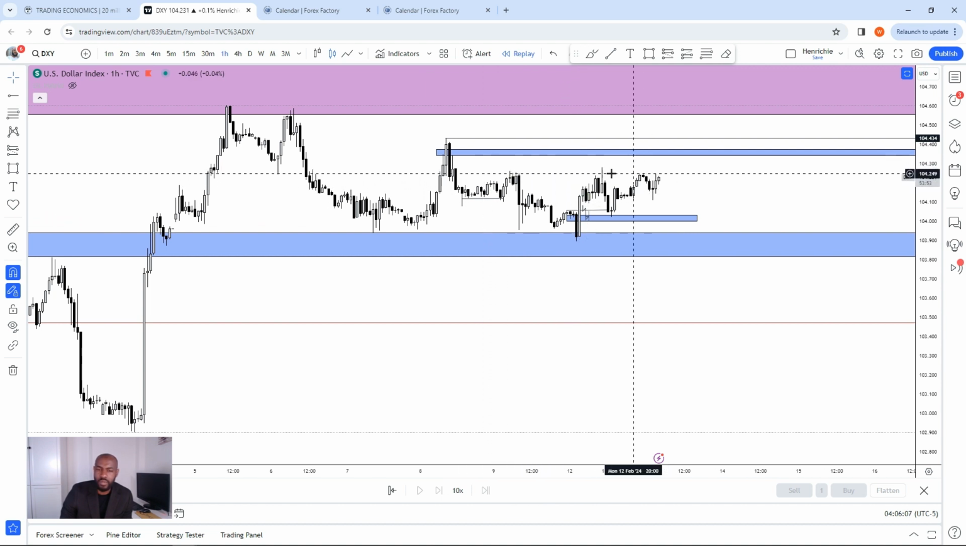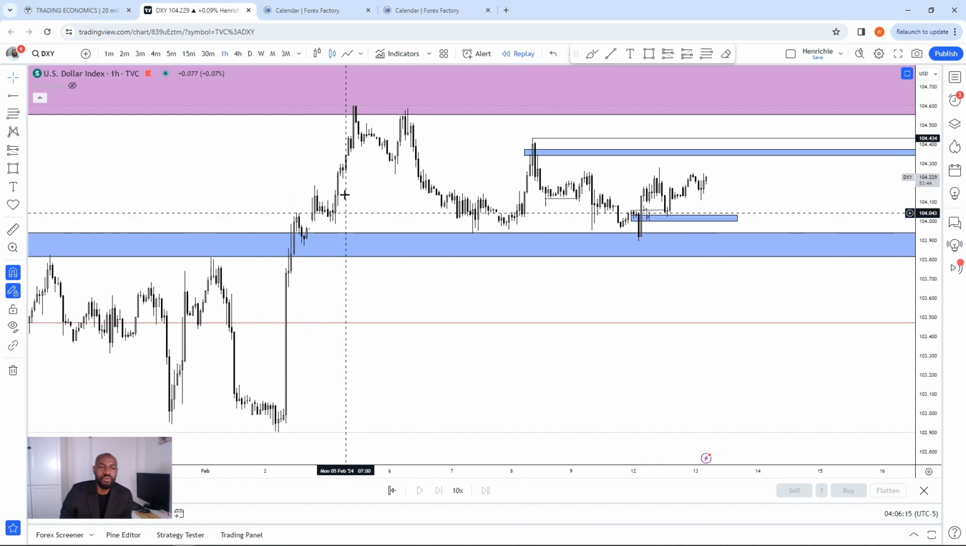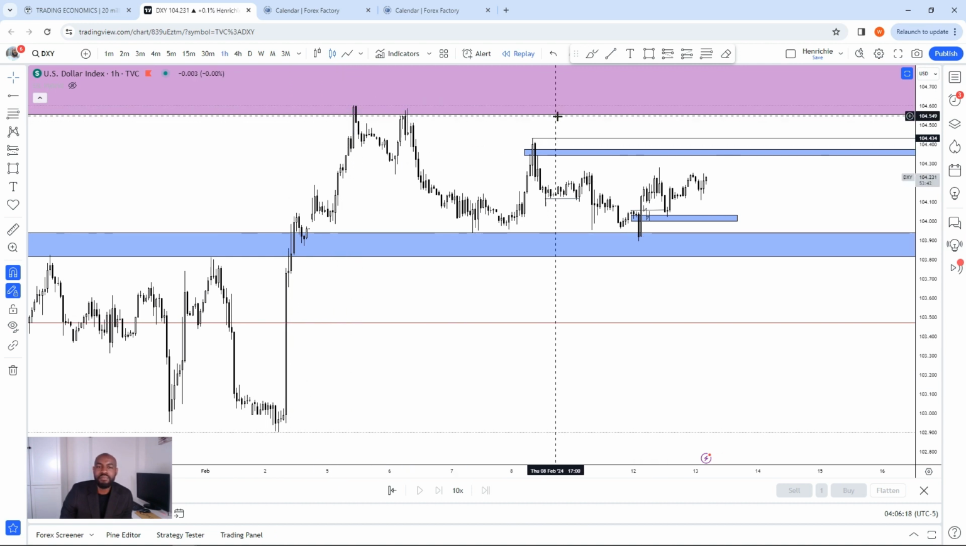Absolutely nothing to work with right here. I don't see any inefficiency. All I see right here is a 1 hour high, and this is not even the overall high. This is a high within the range low and range high. So price can easily run above this high.